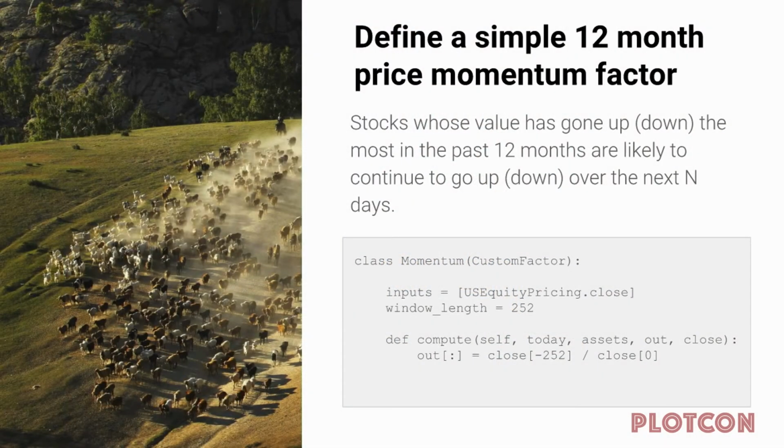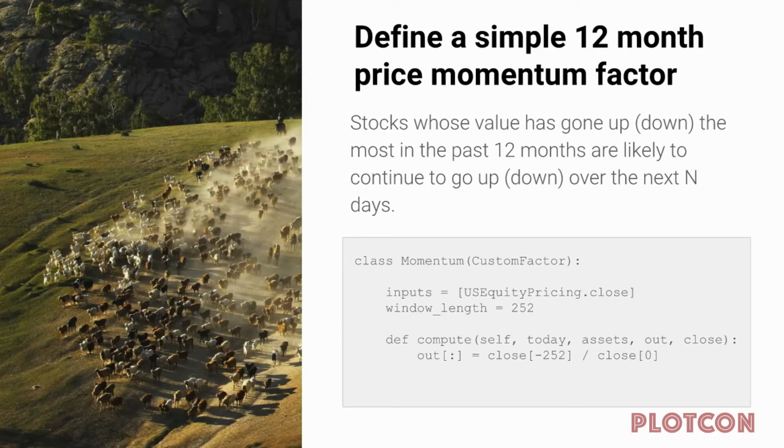So the whole point of this library is to look at factors, right? So we need a factor as an example. So I picked price momentum. Price momentum is thought to be driven by a behavioral bias of herding, hence my subtle graphic. So we're going to look here at a really simple implementation of price momentum.